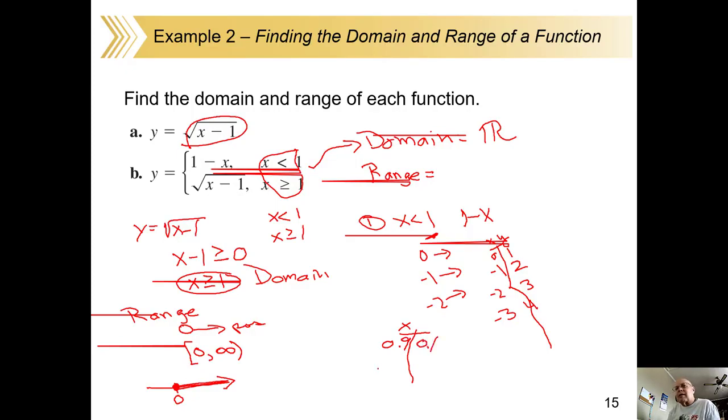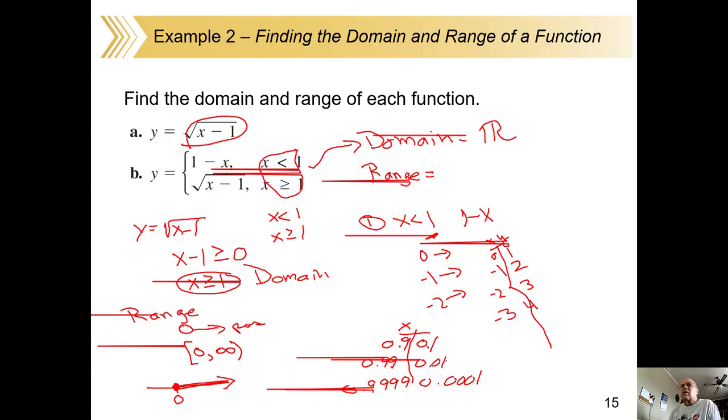Well, that looks interesting. What if I get a little bit closer? 0.99 is even closer to the 1, but it's still less than 1. Put that 0.99 in here, I get 0.01. If I put a 0.9999, subtract that from 1, I get 0.0001. In other words, what's happening? That thing is getting closer to 0.